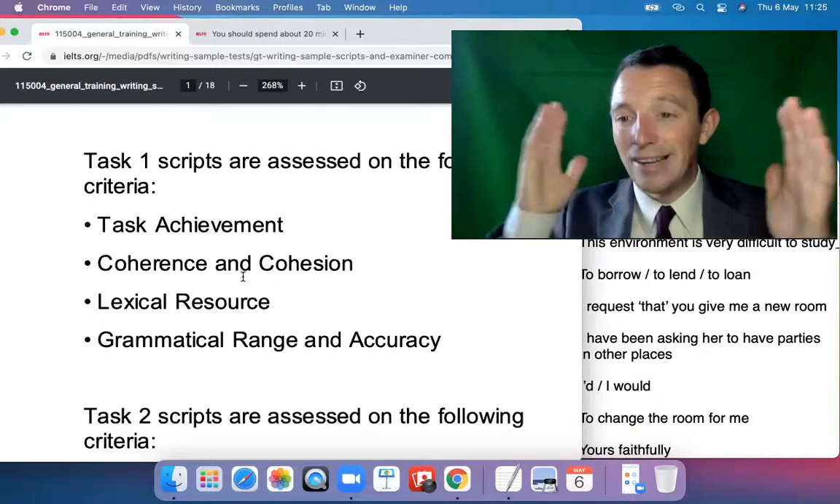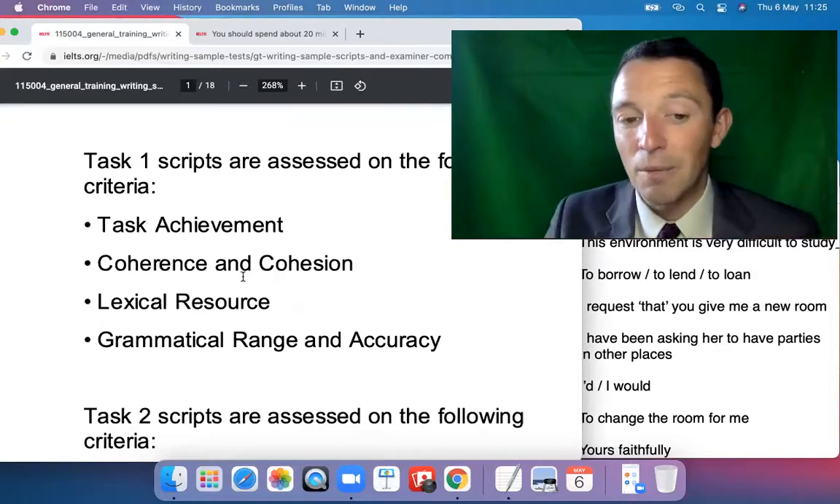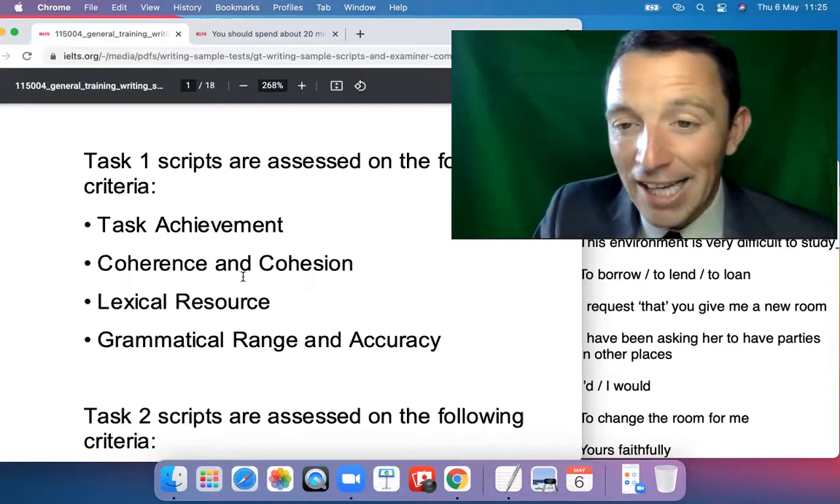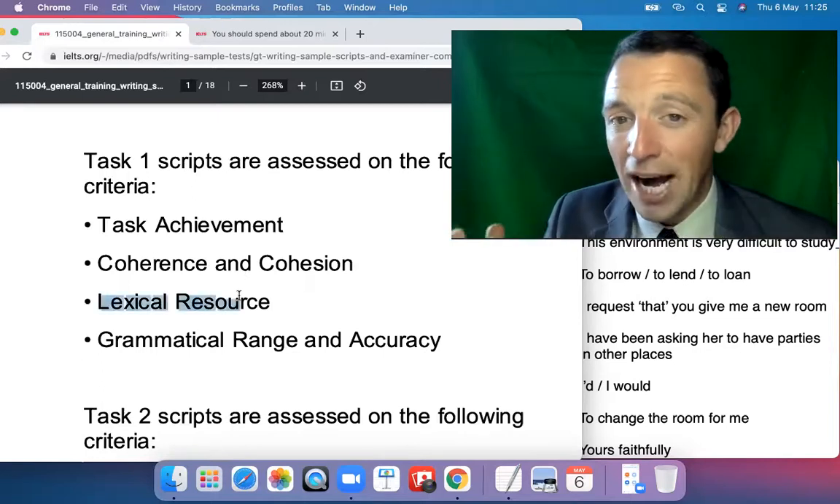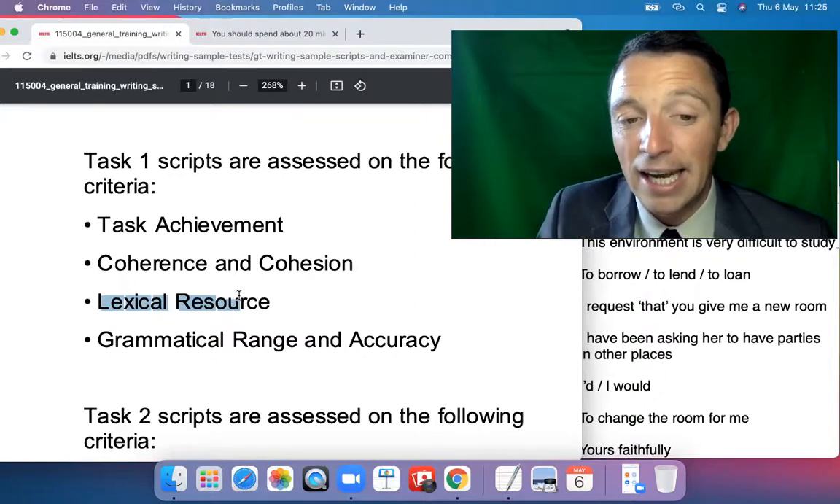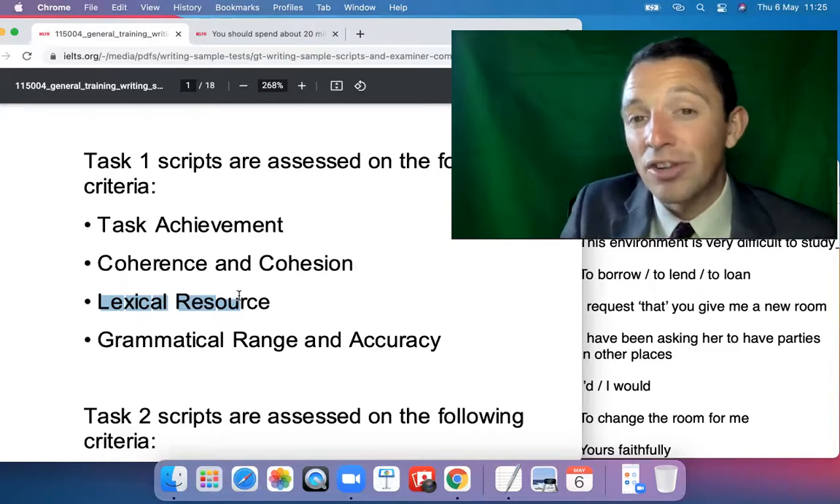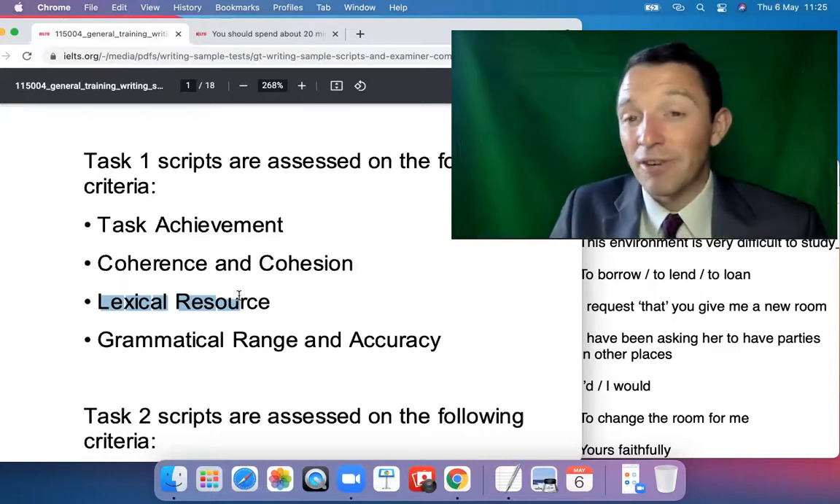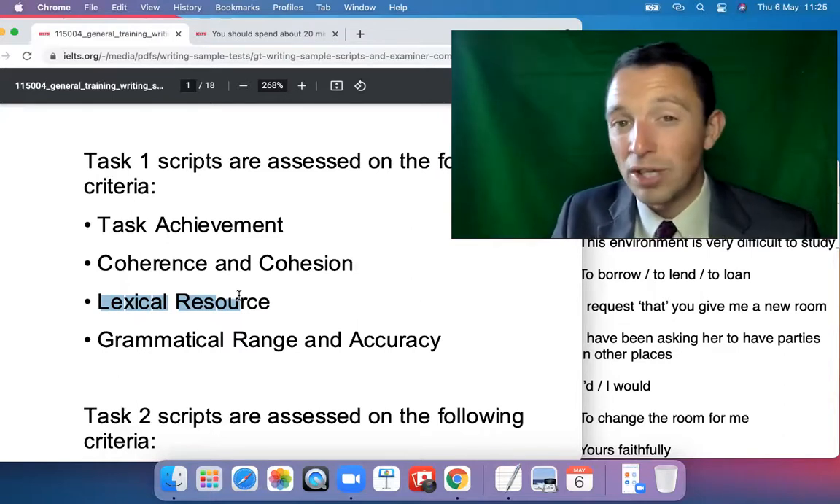Remember, 0 to 9 is the score and 9 is the best. In relation to lexical resources, again, the vocabulary is clear. It's very simple. It's very, very basic. So all of the vocabulary was really basic, nothing really dramatic, nothing really less common. And for this reason, again, I think the score will be maybe low or maybe middle.